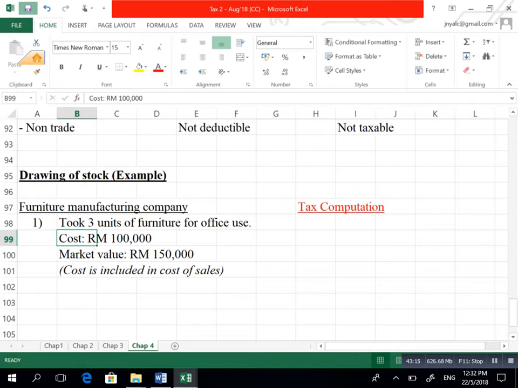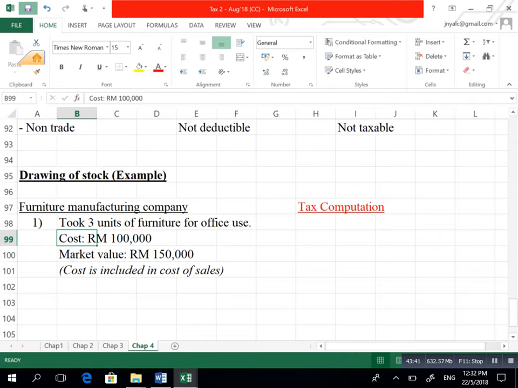You must record the income for these 3 units at 150,000 according to the market value. Understand? Actually, the company didn't pay any amount for that, right? This is the actual situation, but income tax doesn't accept it. They will say that even though you withdraw for your own use, you still need to charge the market value. So we need to do some adjustment in your tax computation.